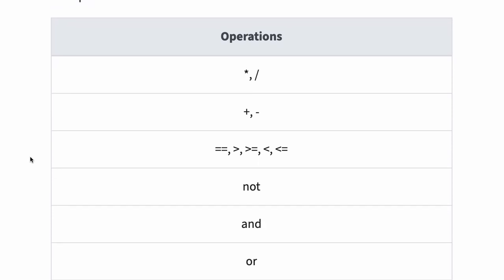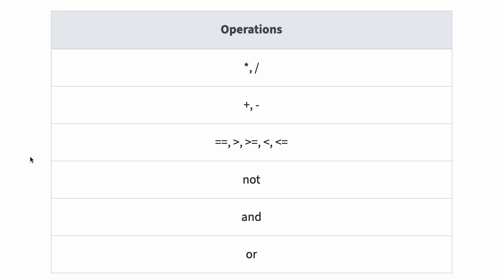The operator precedence table shows us which operations happen first. The rows are shown in order of decreasing precedence. For example, multiplications are evaluated before subtractions.